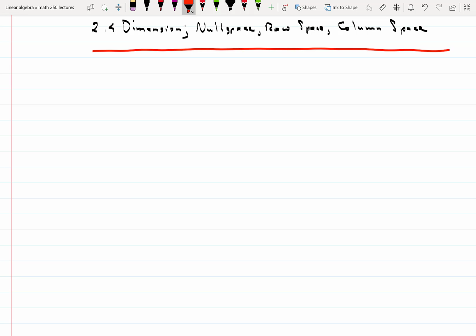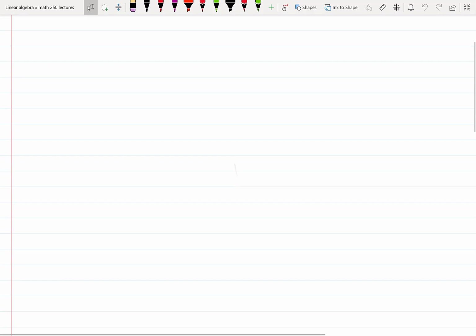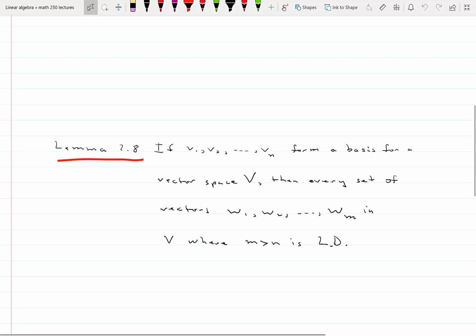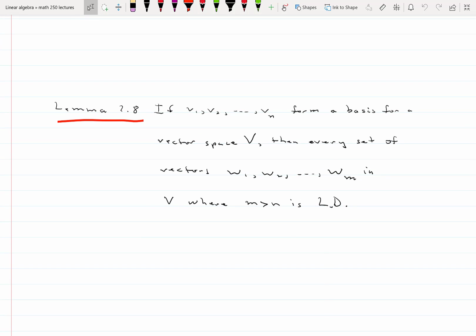So this generalizes. This is in fact something that happens in general, and we start with a statement of that fact, or at least partially a statement of that fact, in your textbook called Lemma 2.8. Lemma 2.8 says that if V1 through Vn form a basis for a vector space V, then every set of vectors W1 through Wm in V, where m is more than n, is linearly dependent. So let's tear this apart. This is a very important statement here.